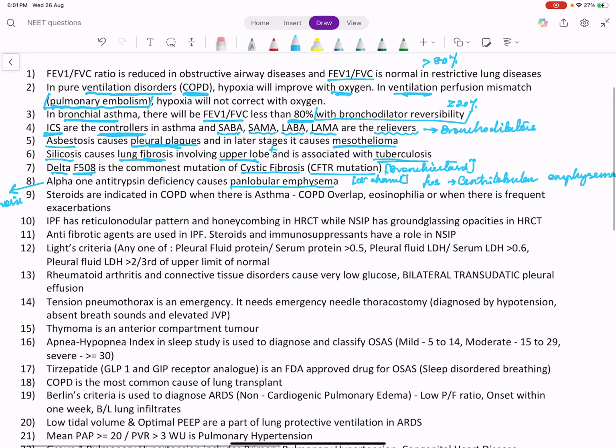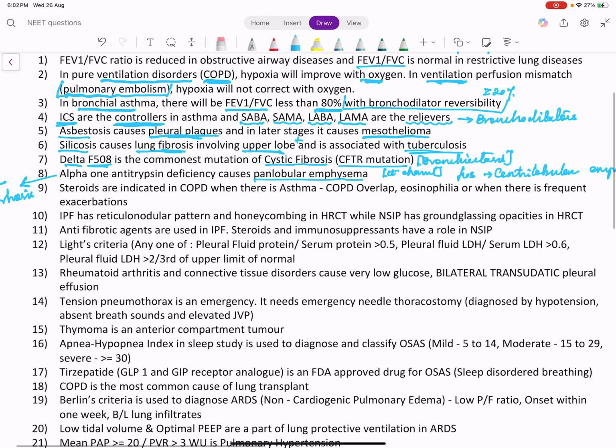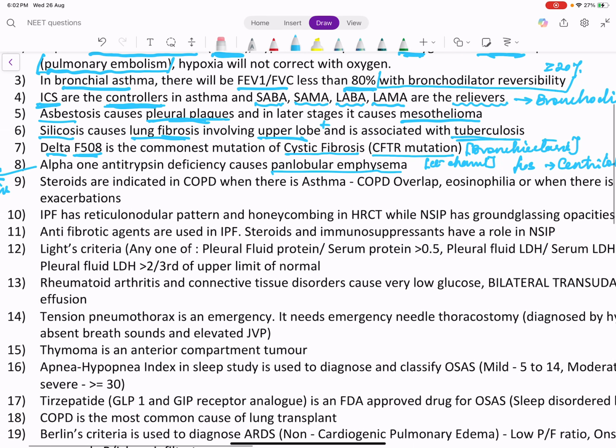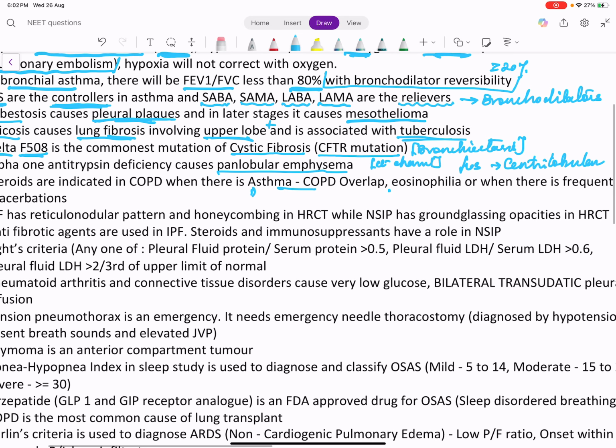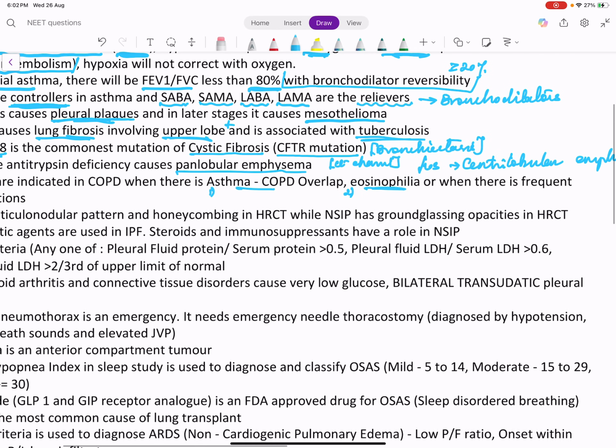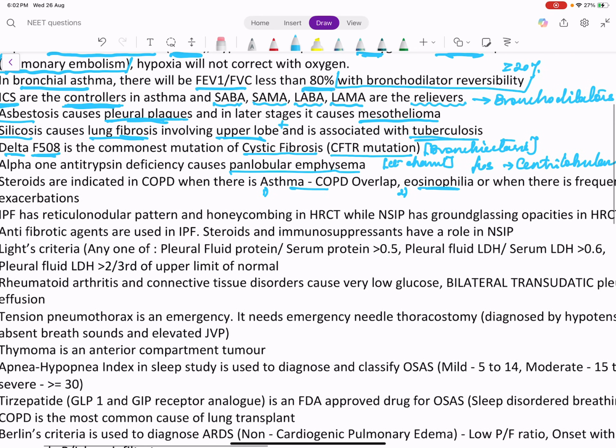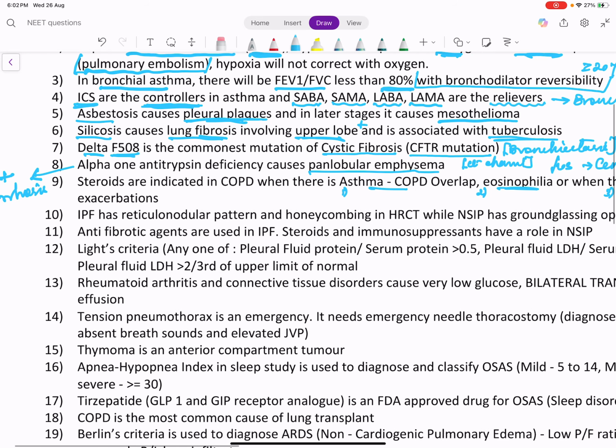So we discussed that in asthma, inhaled corticosteroids are the main pathology changing drugs. Whereas steroids are not routinely indicated in COPD. They are indicated in COPD only in certain situations. One is asthma COPD overlap, which is a special condition. Another is when eosinophilia is there in COPD, because steroids reduce eosinophilia, or when there are frequent exacerbations. Frequent exacerbation means more than 2 exacerbations in 1 year. So this was about airway diseases.